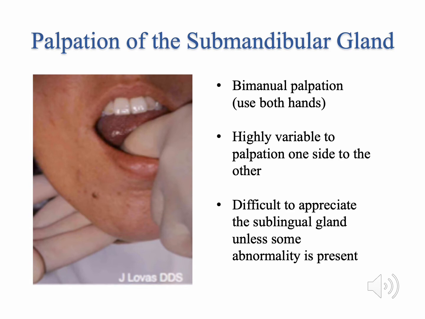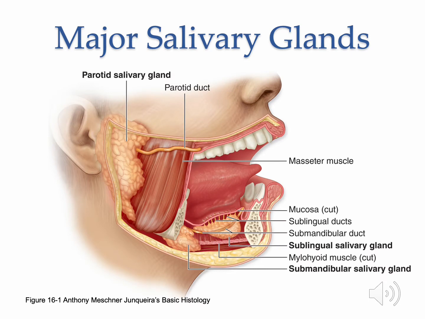As I already alluded to, the submandibular gland can be nicely palpated by a bimanual approach. So one finger in and under the tongue and one finger under the chin, and you can palpate the gland between your two fingers. Interestingly, there's a lot of variability in gland size from one side to the other in a given patient. And I've just included here a nice summary diagram of the major salivary glands from your textbook, figure 16-1.